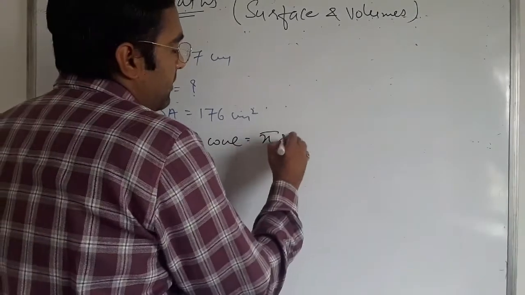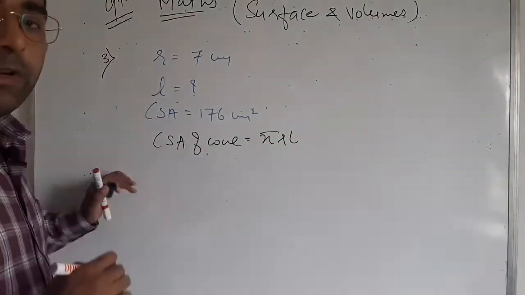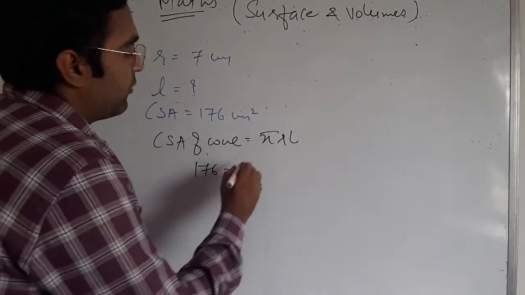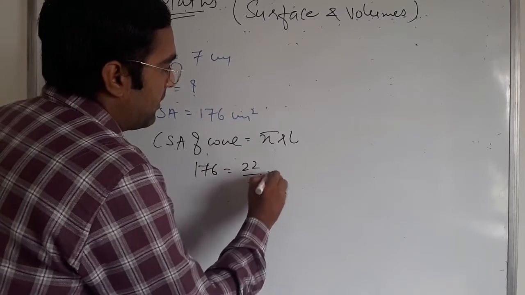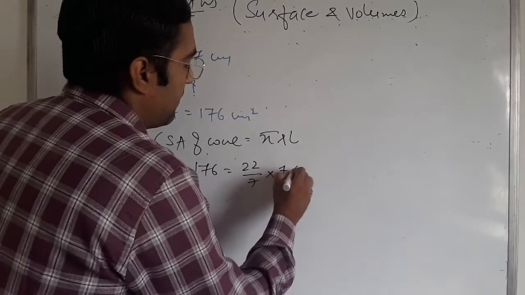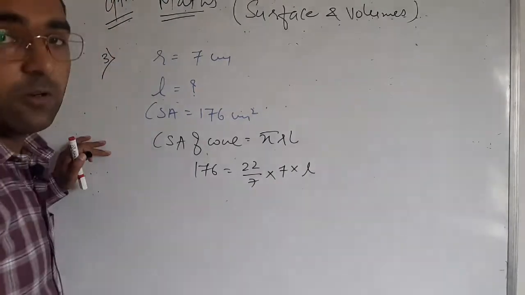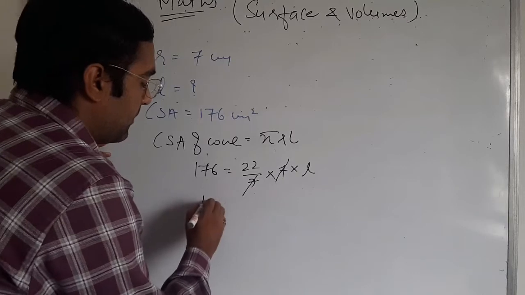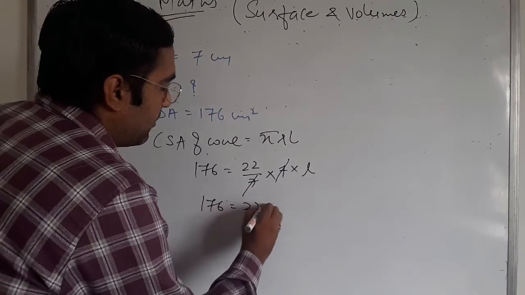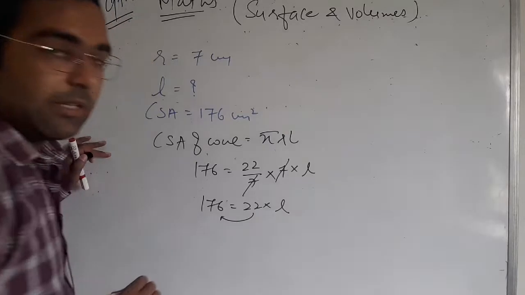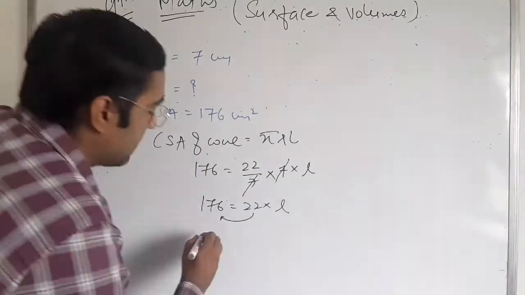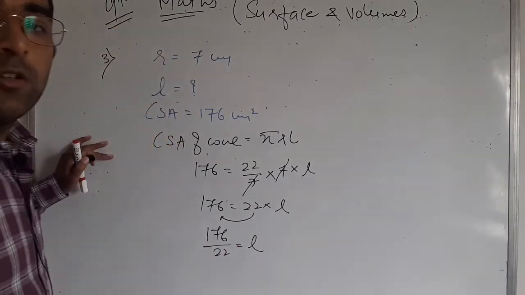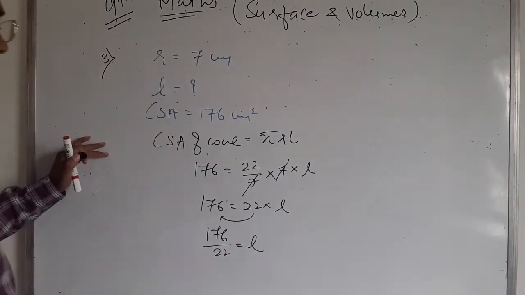That is pi r l. Now we put the value of the curved surface area, 176, equals pi, that is 22/7, into radius 7, and we have to find the slant height of the cone, L. So the 7s cancel out. 176 equals 22 into L. Now 22 shifts to the other side to divide 176. So 176 divided by 22 equals the slant height.